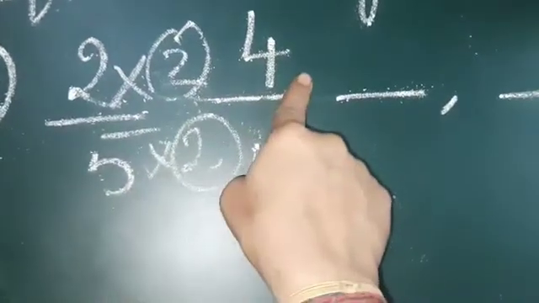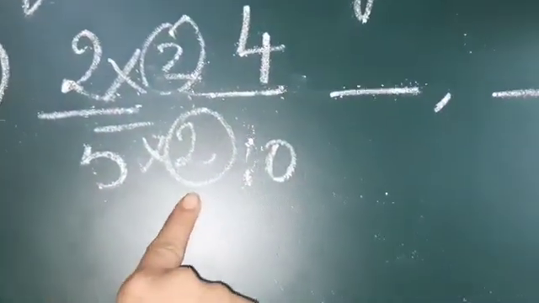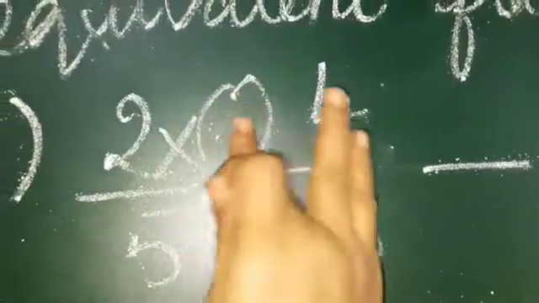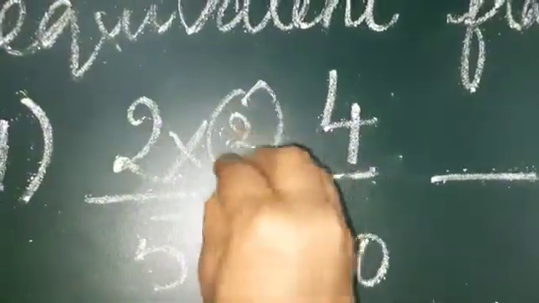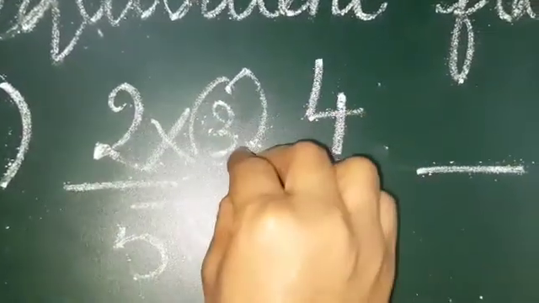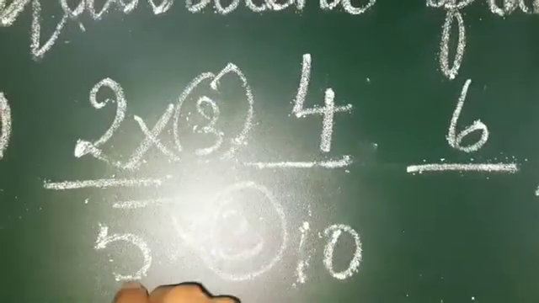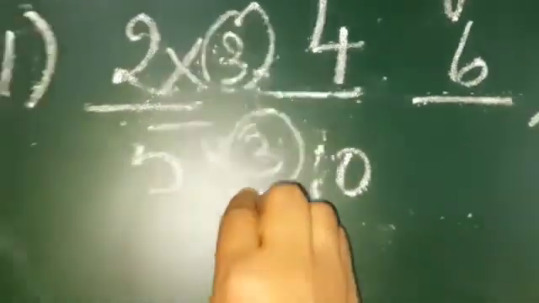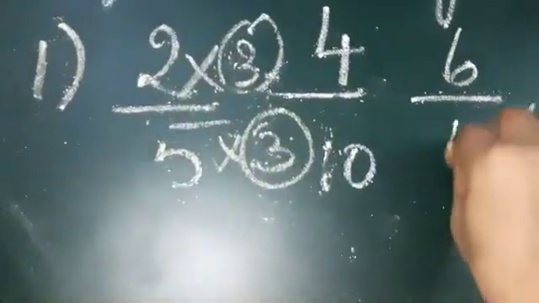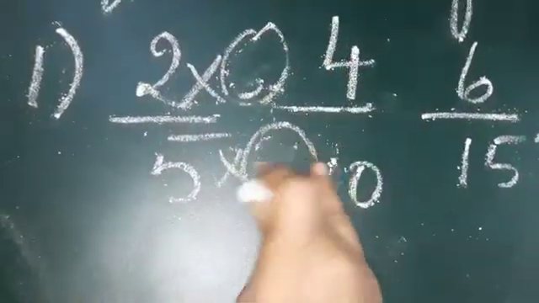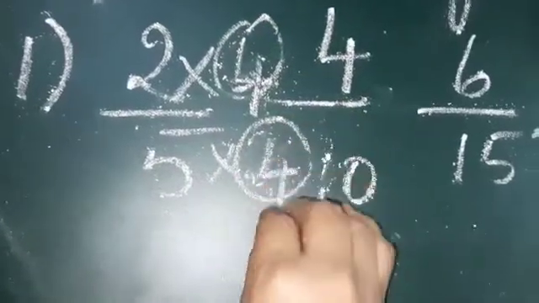This is also in increasing order. So what is the next pattern, student? The next number is 3. See here, if we multiply 3 with 2, we get 6. Similarly, if we multiply 5 and 3, we get 15. So what will be the next number? It will be 4. When we multiply 2 into 4, we get 8 by 20.